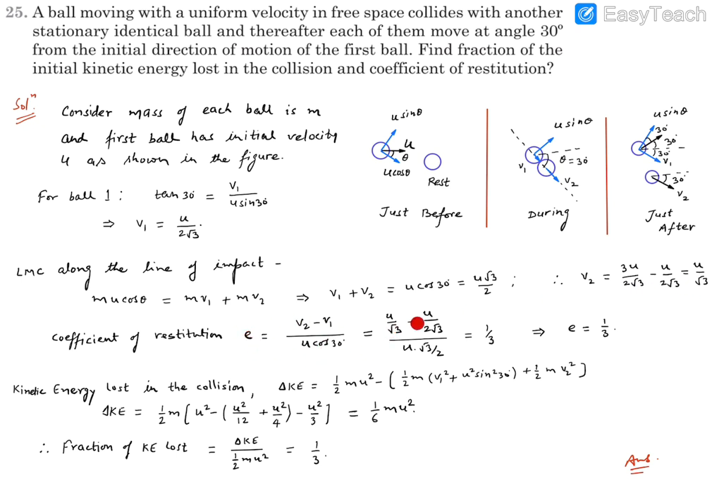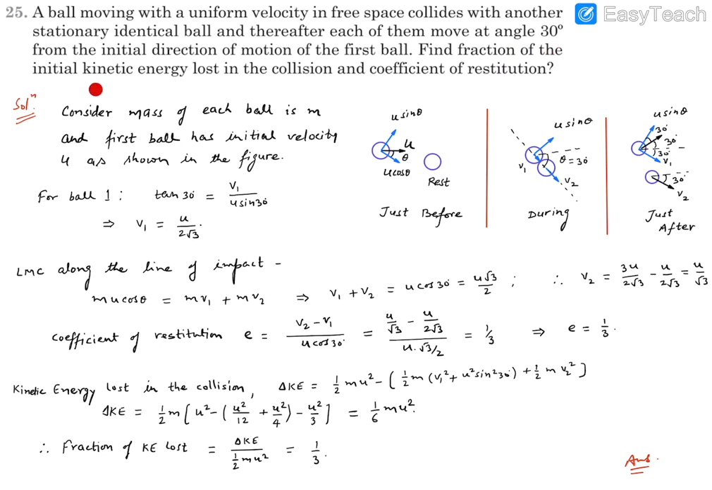Now v2 we have calculated as u by root 3, v1 we have calculated as u by 2 root 3, and the denominator is u cos 30, which is u root 3 by 2. You can simplify, this comes out to be u by 2 root 3, and then you will find u gets cancelled out, and this 2 and this 2 get cancelled out, so it's 1 by root 3 into root 3, that's basically 1 by 3. So the coefficient of restitution turned out to be 1 by 3. So that's one answer about the coefficient of restitution.